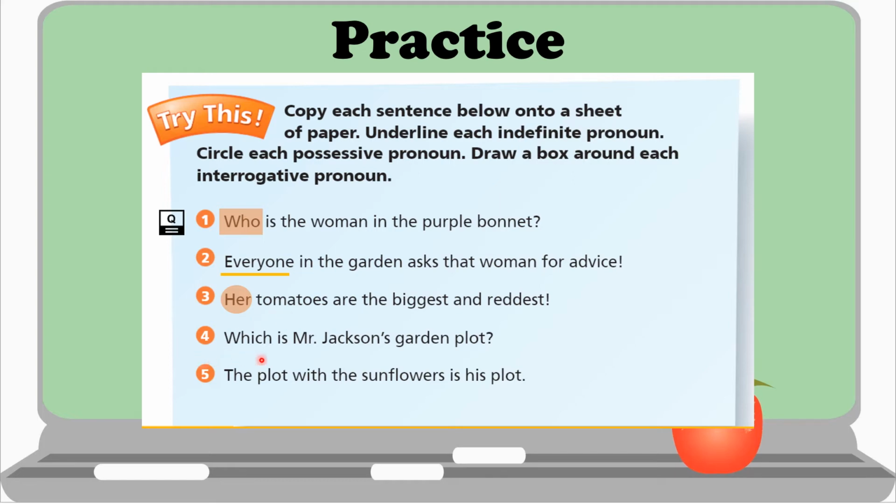Number 4, which is Mr. Jackson's garden plot? So what is your pronoun in this sentence? The answer is which. Once again, which is an interrogative pronoun because it was used to ask a question. Number 5, the plot with the sunflowers is his plot. So what is your pronoun in the last sentence? Yes, the pronoun is his, so it is a possessive pronoun that shows ownership.